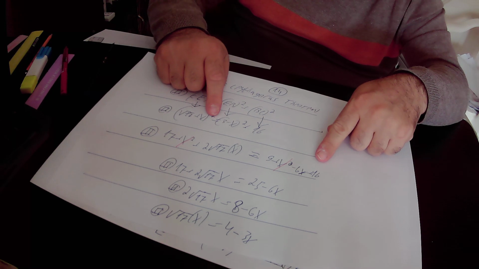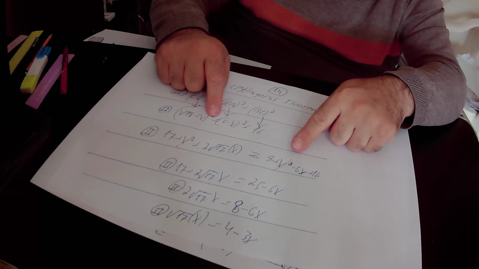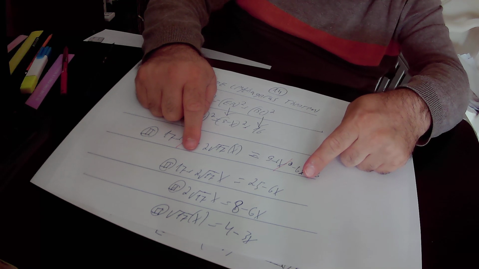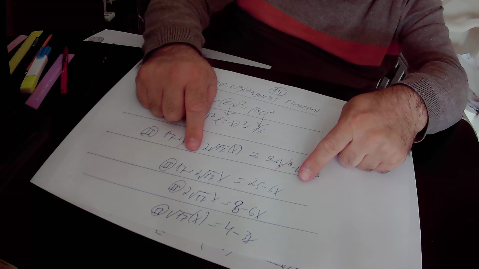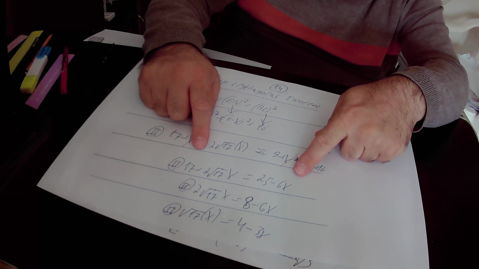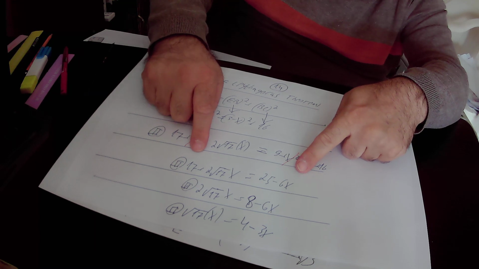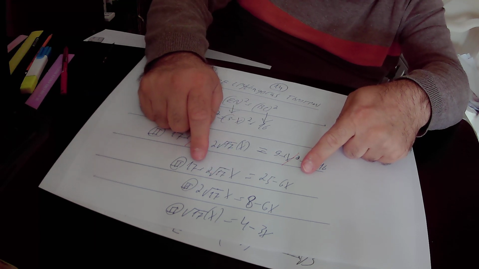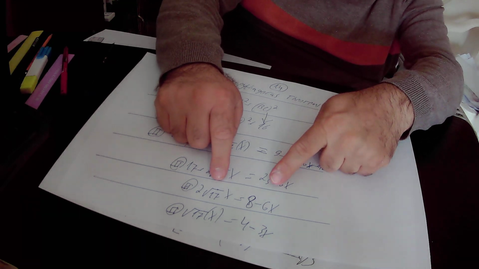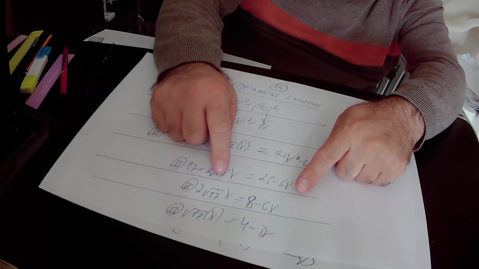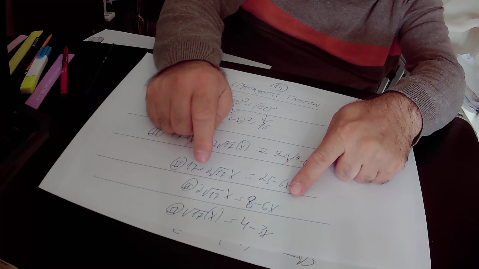Then we know that 16 plus 9 is 25. So in conclusion, we got that 17 plus 2 times square root of 17 X equals 25 minus 6X. We subtracted 17 from this equality, and we got that 2 times square root of 17 X equals 25 minus 17, which is 8, minus 6X. So in conclusion, 2 times square root of 17 X equals 8 minus 6X.